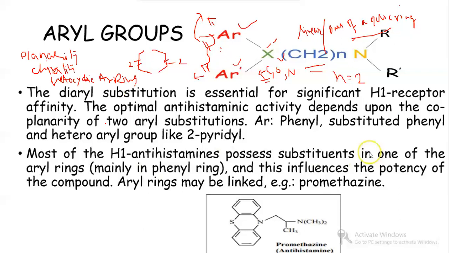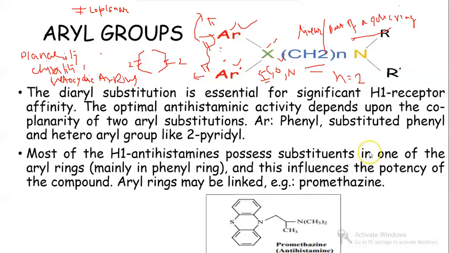What is planarity? What is it about the planarity of the compounds? These two aromatic groups should not be coplanar. If they are coplanar, activity is reduced. But if they are not coplanar, if the two aromatic groups are not in the same plane, the chance of activity becomes higher. If they're coplanar, they sometimes give activity, but reduced activity. So they should not be coplanar.